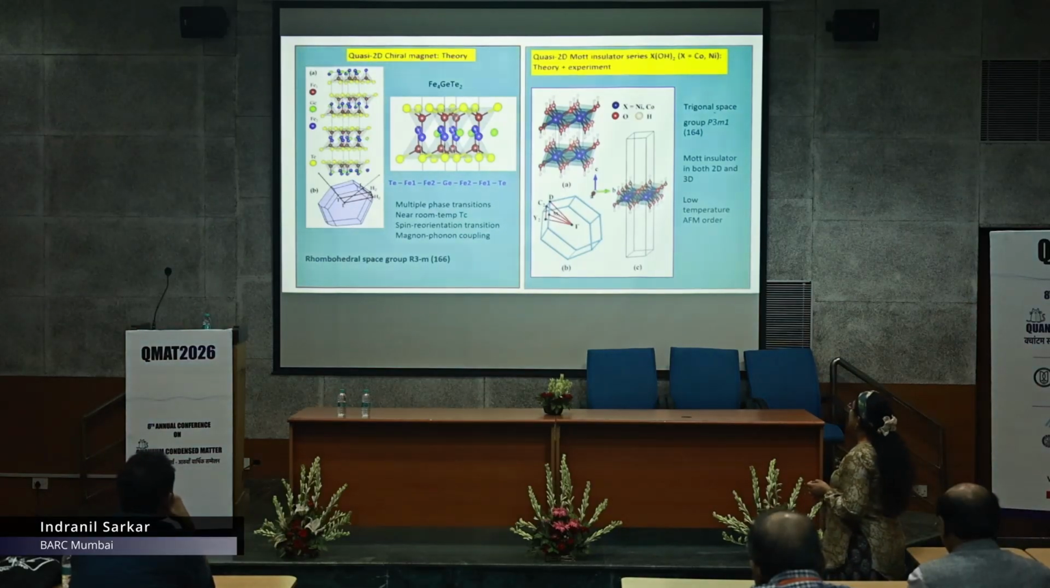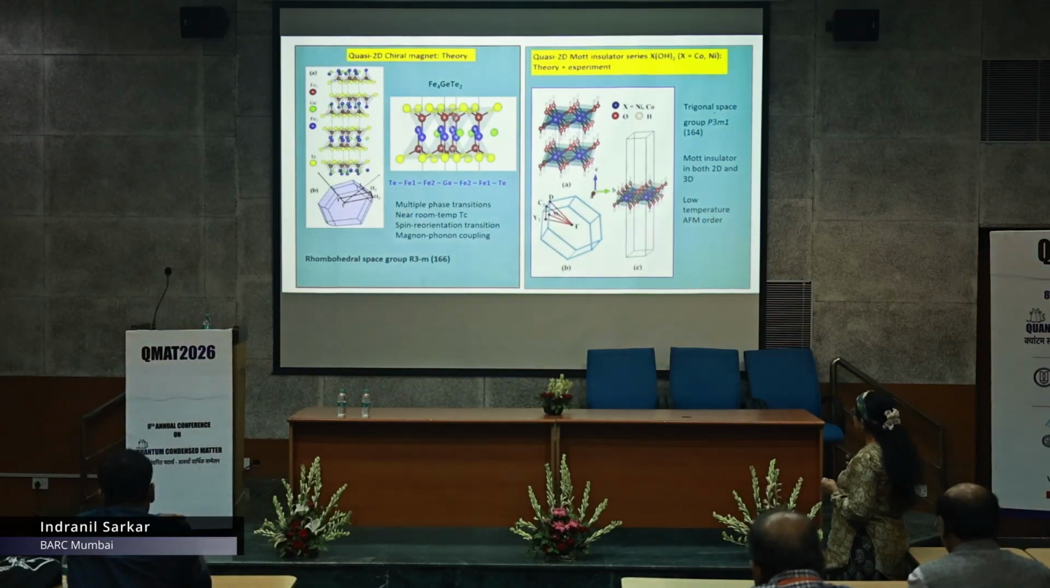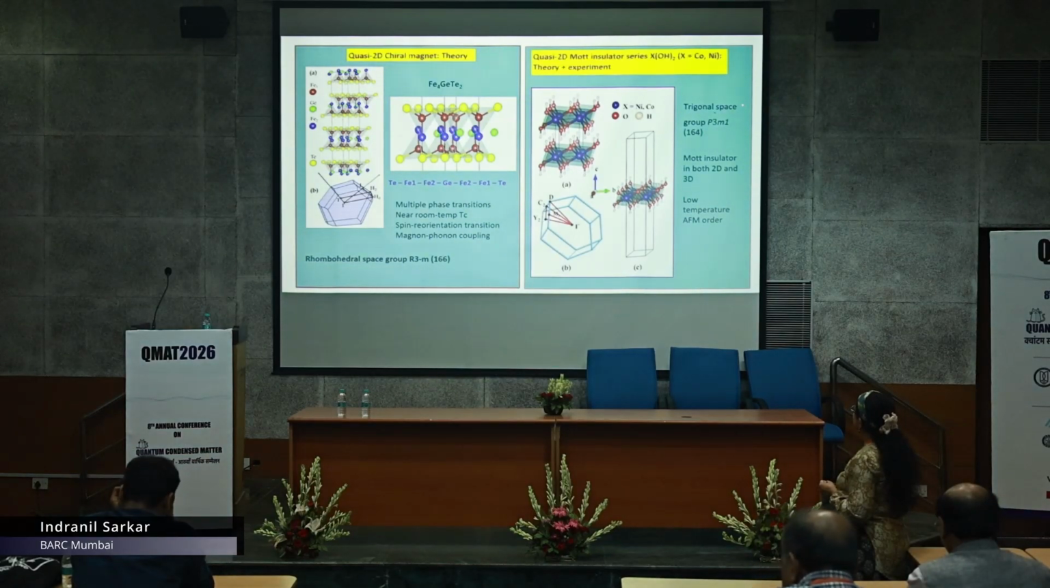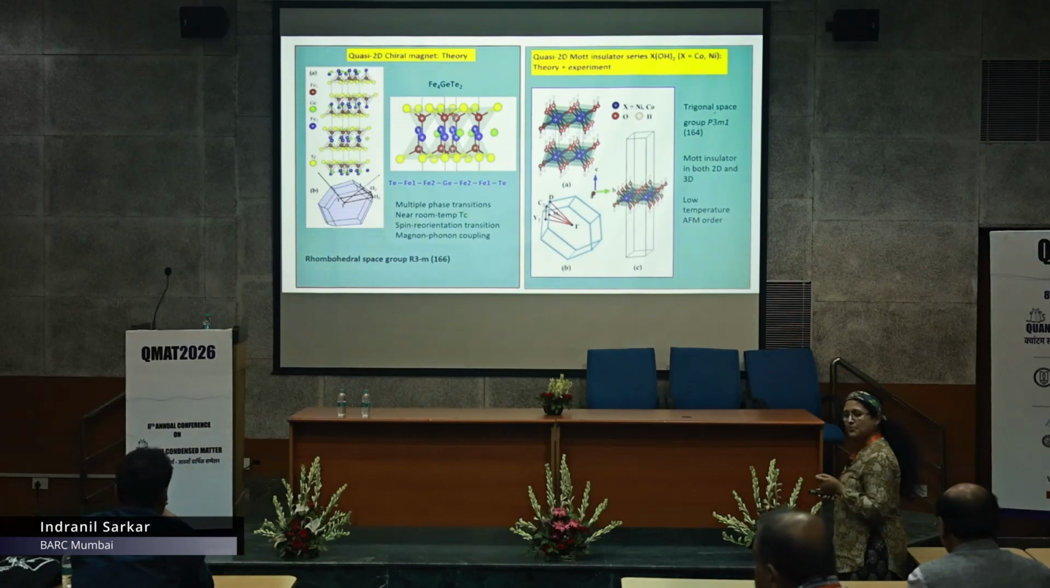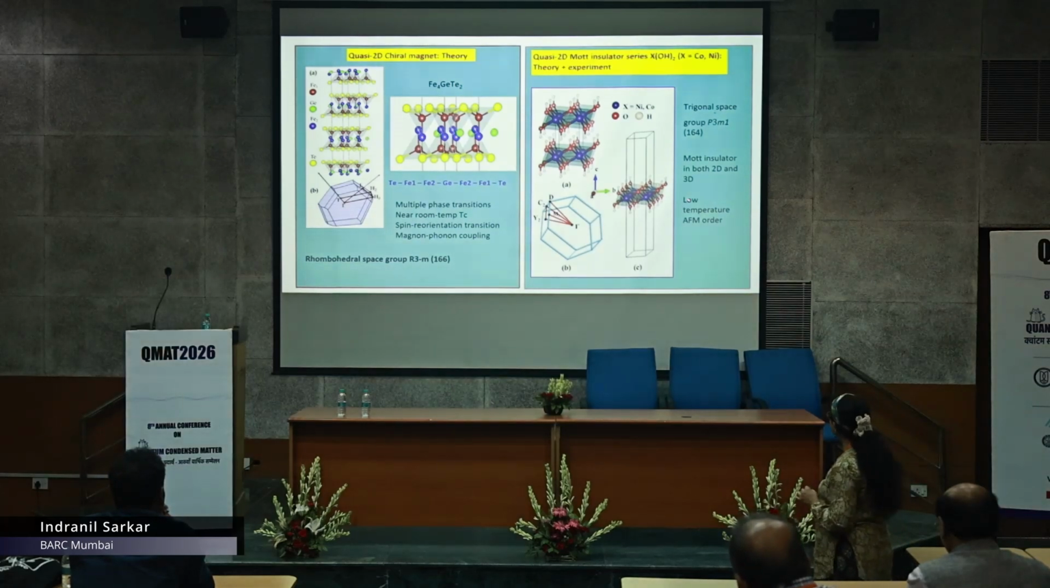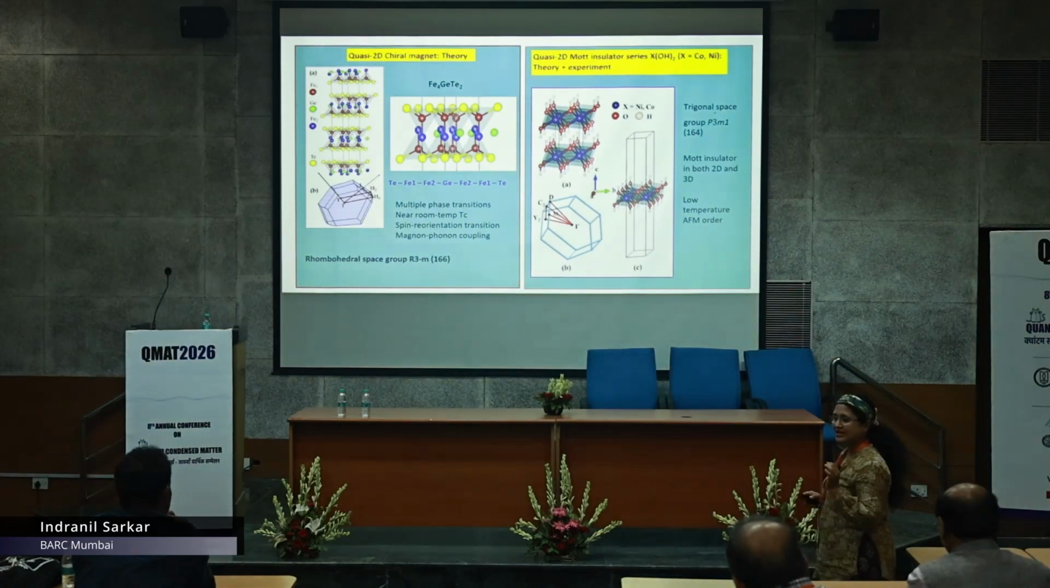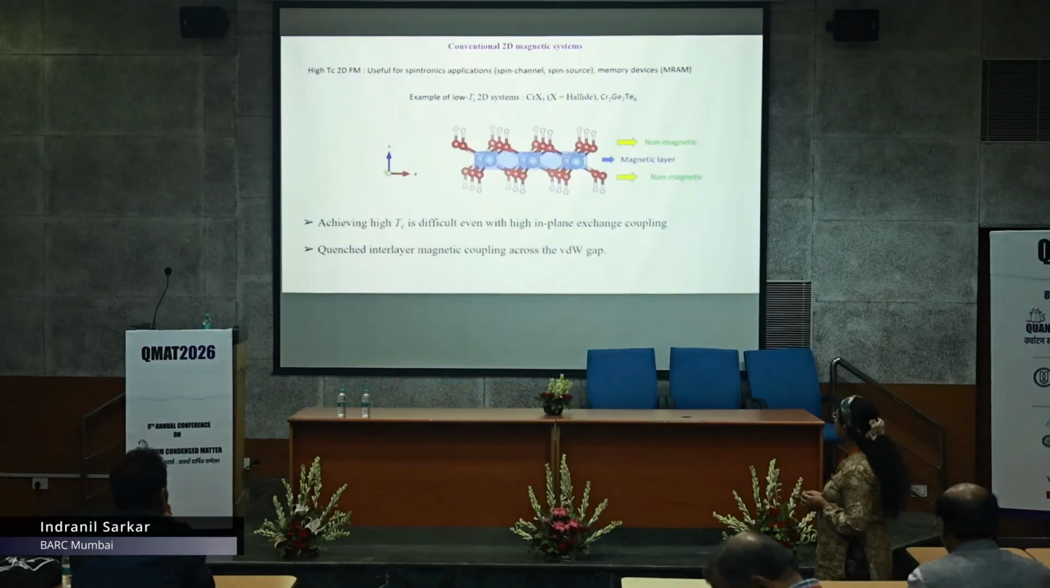And there is a quasi 2D Mott insulating series, the next one we will be doing, where we have done a theory plus experimental study, which has a trigonal space group. So this is a Mott insulator both in 2D and 3D, and it also has a low temperature antiferromagnetic order.